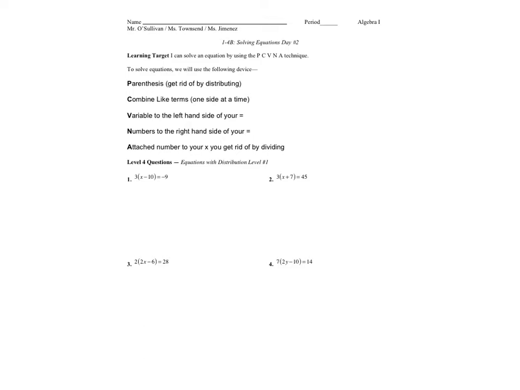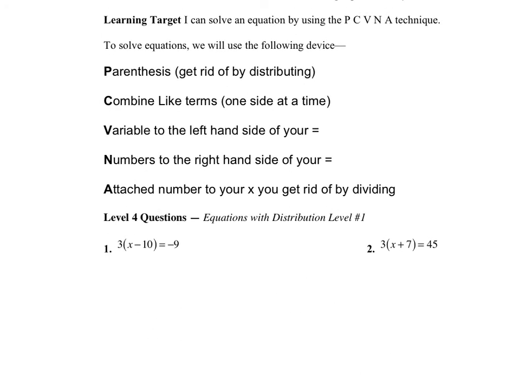And just so we can recall, our steps for this equation solving process are P, parentheses, which we get rid of by distributing. C, combine your like terms one side at a time. V, variable to the left-hand side of your equal. N, numbers to the right-hand side of your equal. And A, get rid of your attached number by dividing. It's not always division. Occasionally you can multiply, but 99.9% of the time we're going to divide.